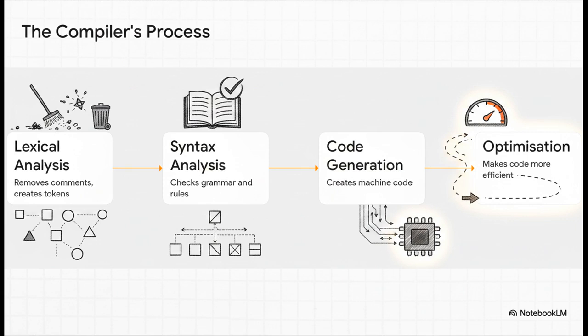Stage 3, code generation. This is where the magic happens. It takes your grammatically correct code and finally translates it into machine code, the ones and zeros. And the final step, stage 4, optimization. This step looks at that machine code and asks, can we make this faster, more efficient, and tidies it up.